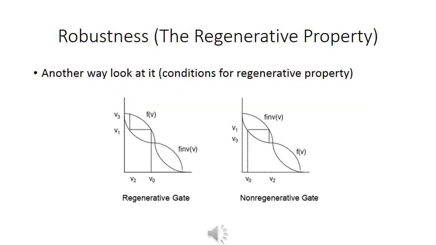The gate is said to be regenerative if the gain of the transient region of the VTC is greater than 1 and it is bordered by two legal zones where the gain is less than 1. The regenerative property of a gate can be analyzed with the simple case study given in these two figures.